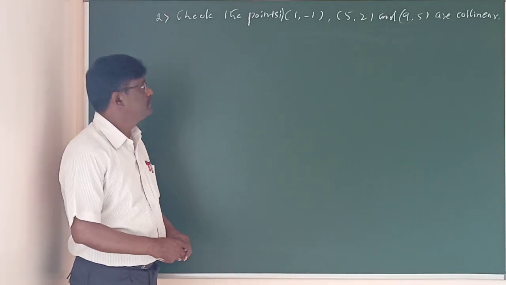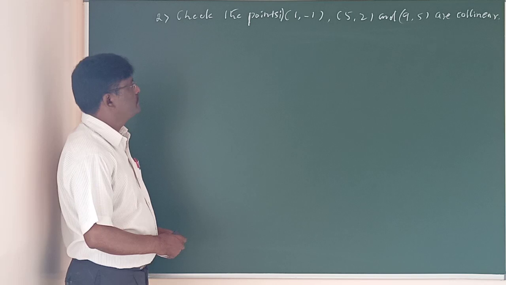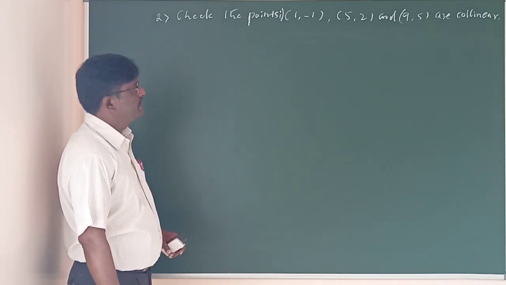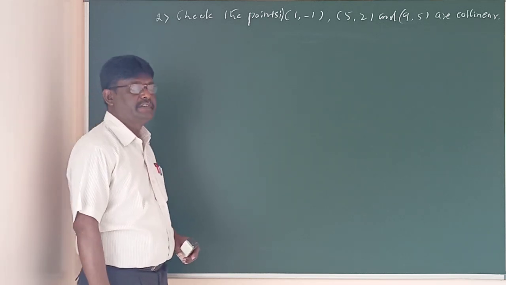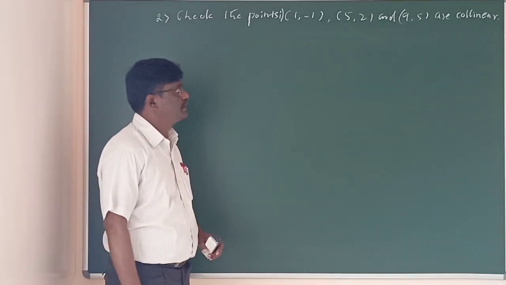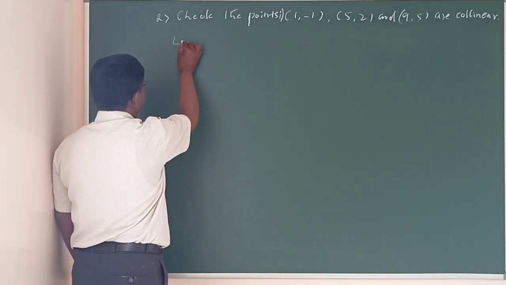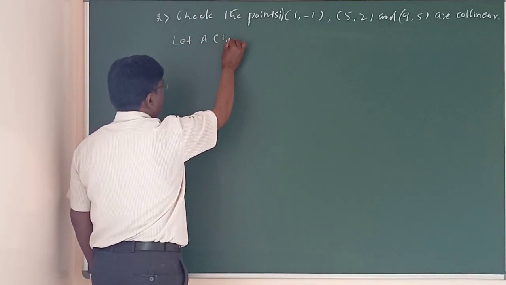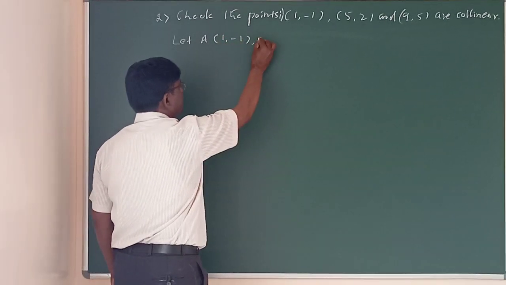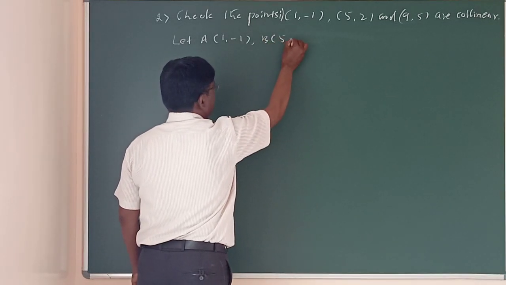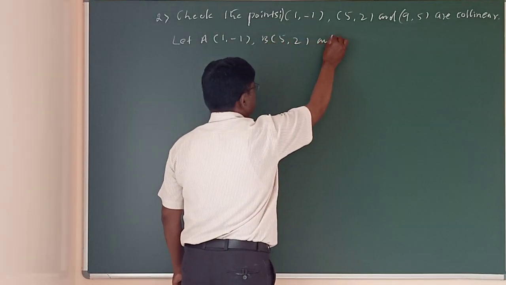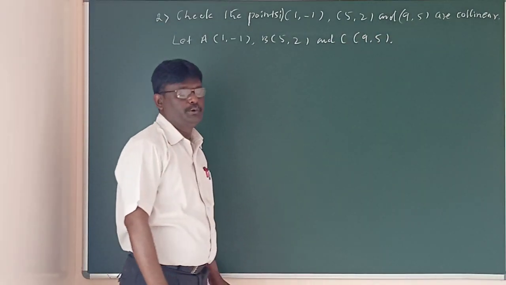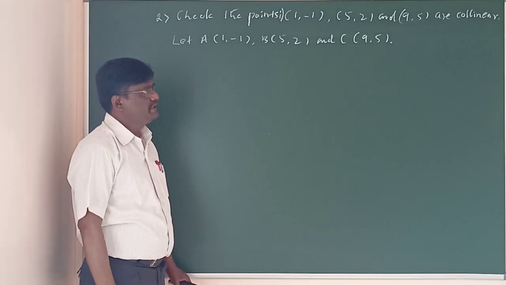Okay, children. Second sum, we have to check whether these coordinates are collinear or not. How to check? Whenever it is collinear, means related to line, we use the distance formula. So here, let us take like this. Let the coordinates be A (1, -1), B (5, 2), and C (9, 5). Now we have to check whether they are collinear or not.